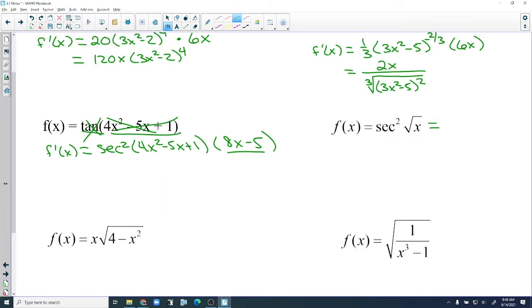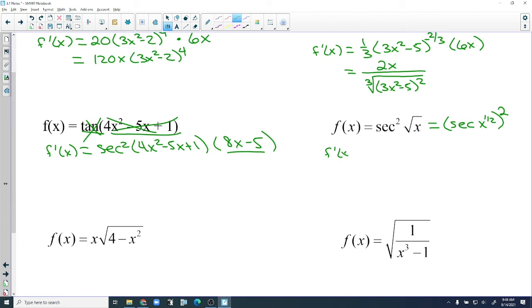Think of this as secant of x to the 1/2, squared. That's really the way I look at this one. So the square root of x is x to the 1/2. Secant squared, that squared is really on the outside.